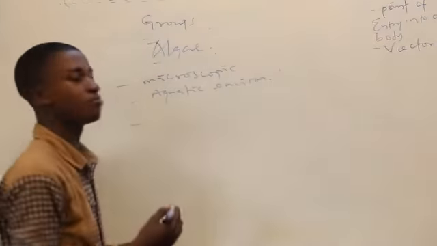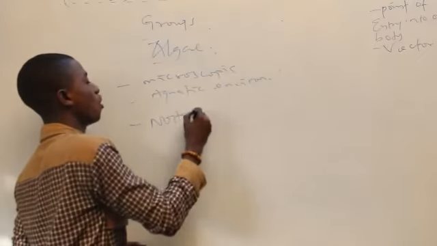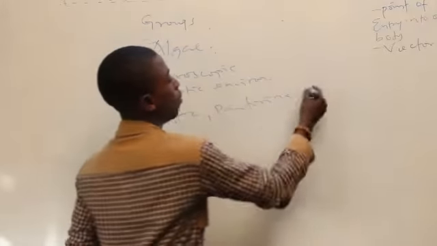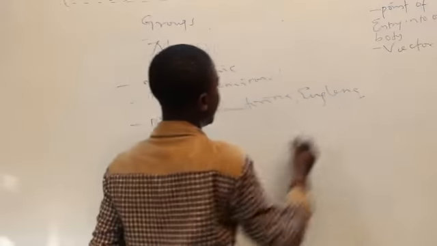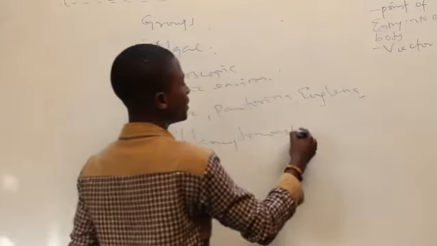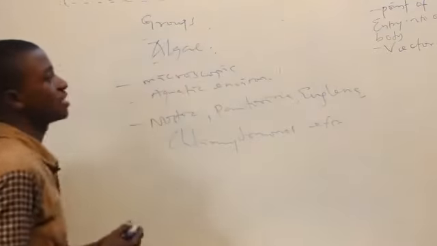Now, what are the examples that we have? We have the nostoc, we have Pandorina, we have the Euglena, we've got the Chlamydomonas, etc. So those are basically the groups.